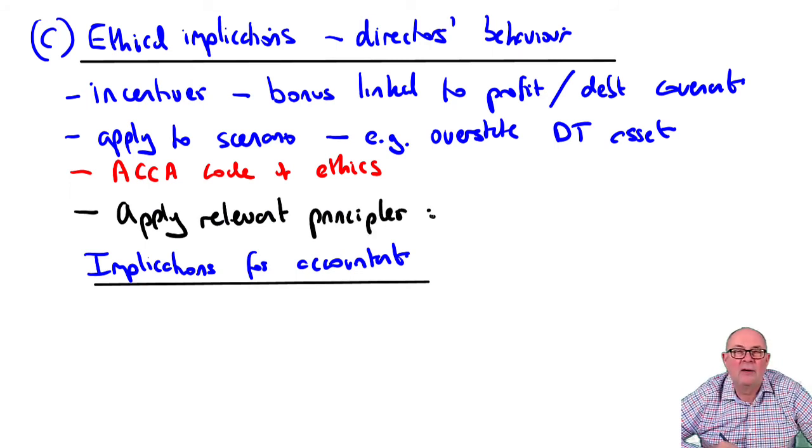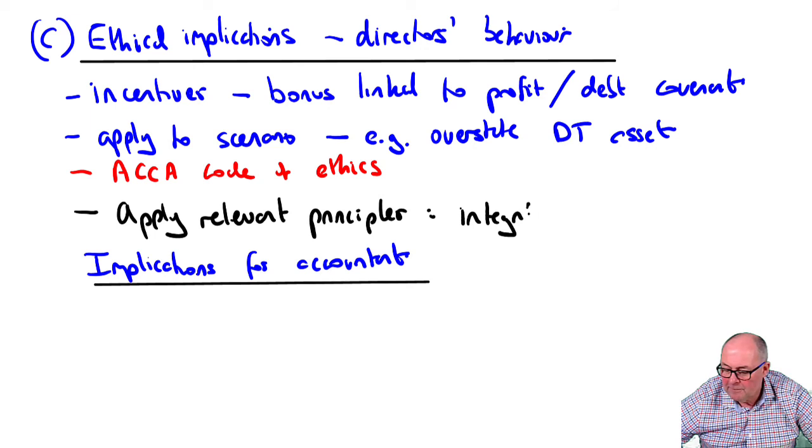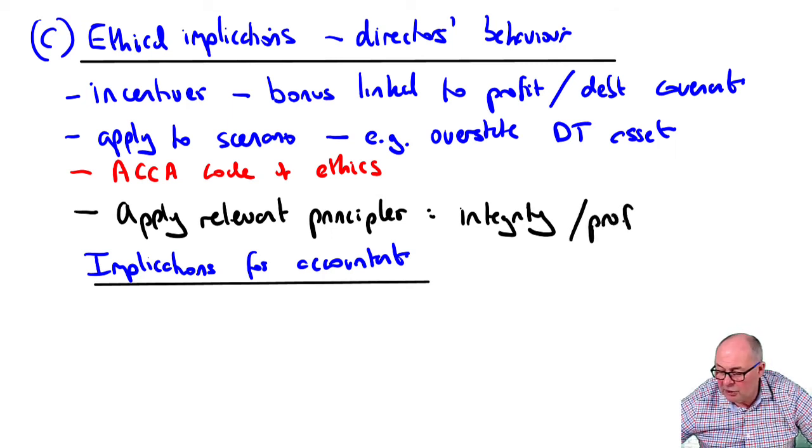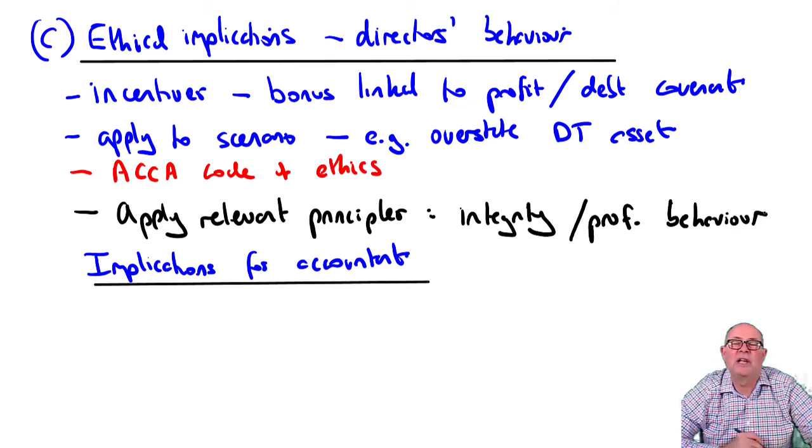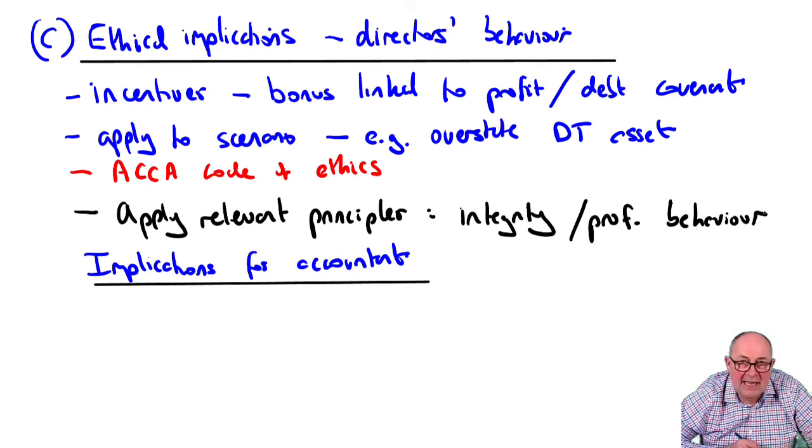Personally, I wouldn't write them all out. I just pick the ones that are useful. In this case, the directors are more wicked than ignorant. It's not about their incompetence, it's about their wickedness. So I would probably apply principles like integrity, failure to have straightforward business conduct, or professional behaviour, conduct that would lower the status of our profession. If you identify the principle, make sure you then briefly explain what it means.